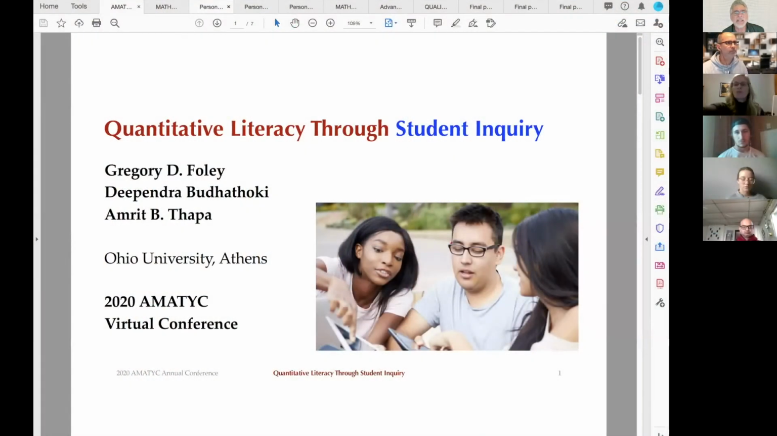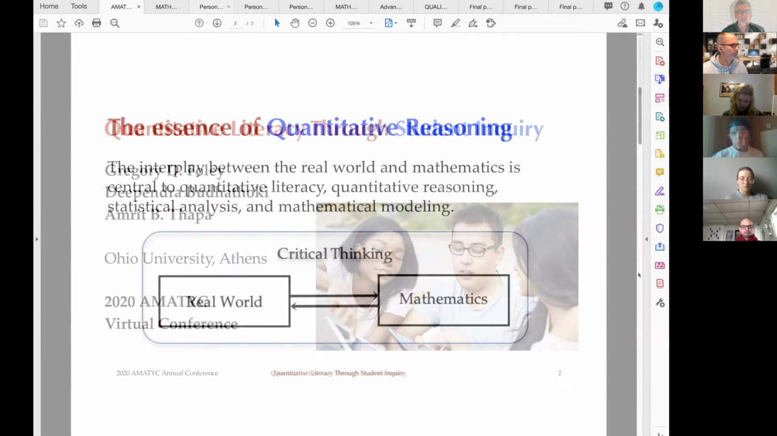So, quantitative literacy through student inquiry. One way to structure thinking about the quantitative literacy or quantitative reasoning course is to think of the projects and presentations and the engagement of students in terms of inquiry.